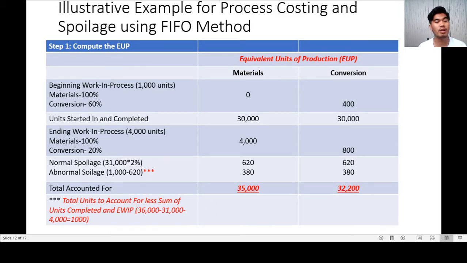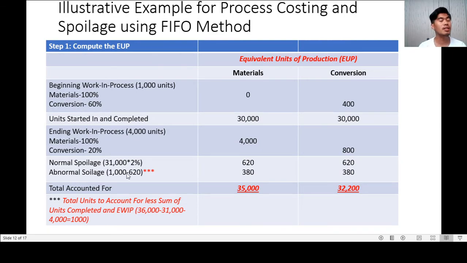So yung ending work in process natin is 4,000 units. Pero yung sabi natin, yung ending work in process, yung as to materials is 100%. So ka-carry over mo yung 4,000 under materials. And then sabi natin sa problem 20%, 4,000 times 20% na conversion, that is 800 units under conversion.